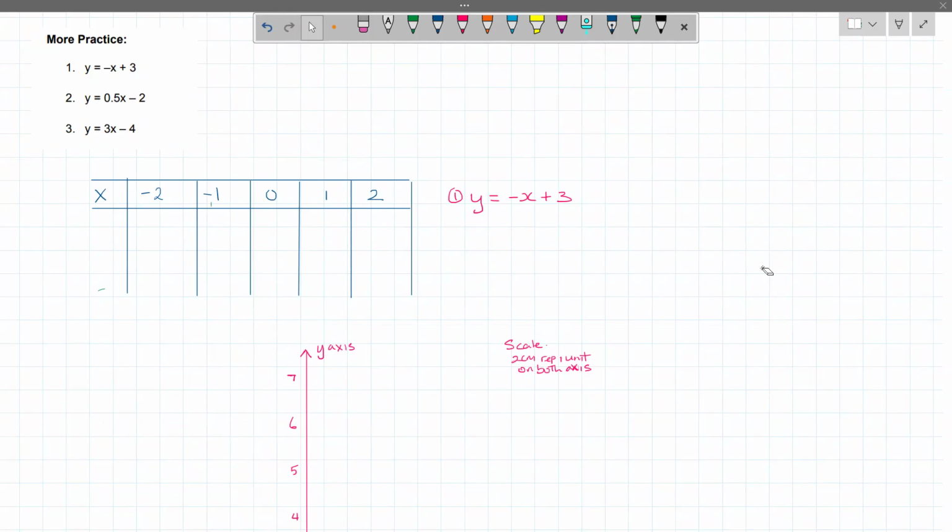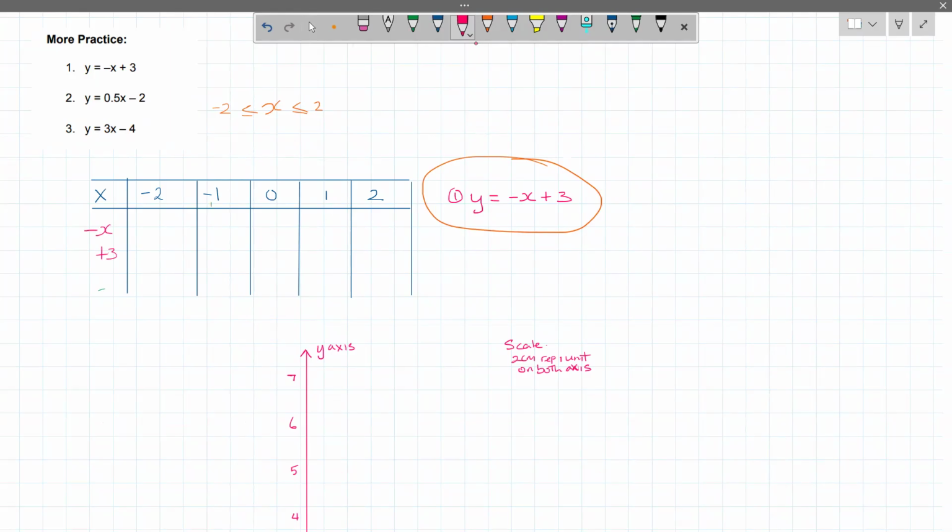All right, so let's look at this other example here. We have y is equal to negative x plus 3. And we have this table at the side here. We have values of x between negative 2 and 2 inclusive. So x is going to assume these different values here, right?